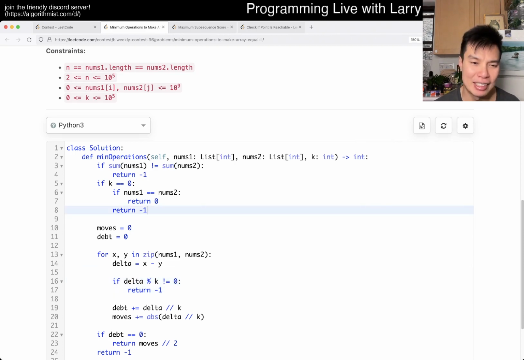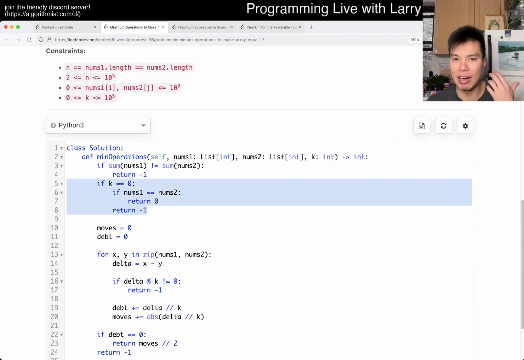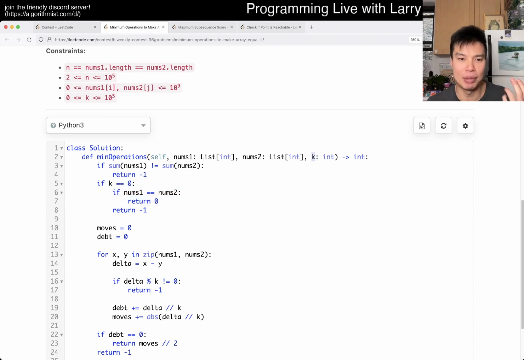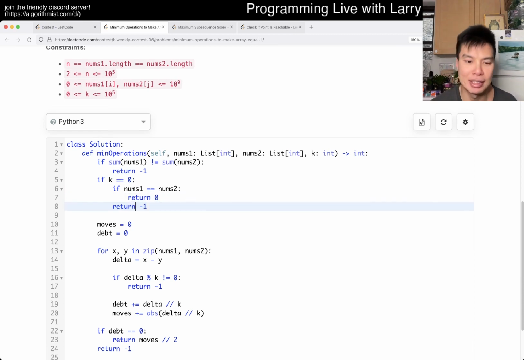So you have to handle k equal to 0, and you just have to say out loud, right? Meaning if you cannot add or subtract a number, they have to be already equal, and if they're already equal, you don't make any moves. Otherwise, you just can't, right? So that should be obvious.